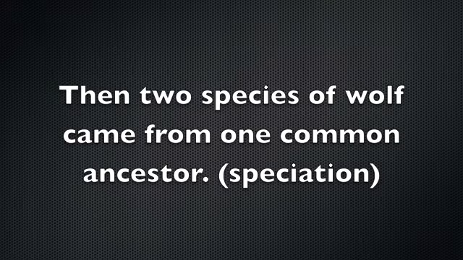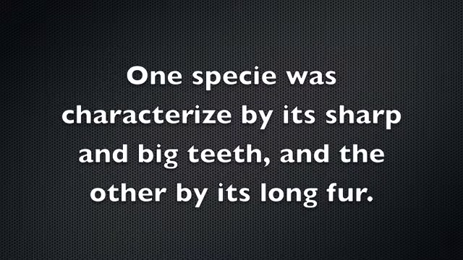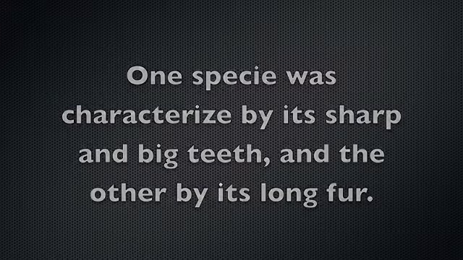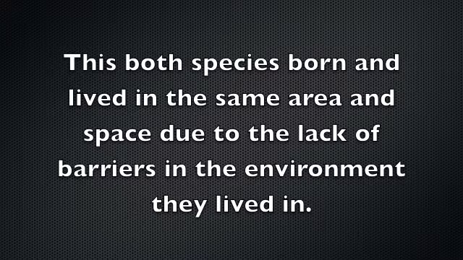Then, two species of wolf came from one common ancestor, speciation. One species was characterized by its sharp and big teeth, and the other by its long fur. These both species born and lived in the same area and space due to the lack of barriers in the environment they lived in.